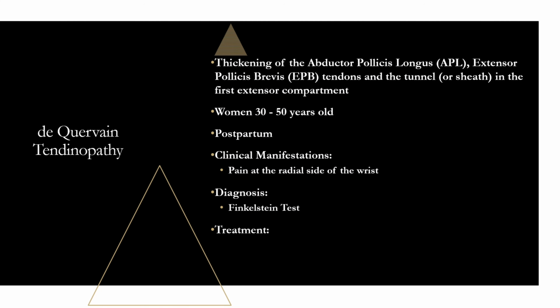Treatment, it's generally a non-progressive and self-limited condition. So conservative measures are going to be your mainstay. Sometimes we can use a thumb spica splint. Sometimes you can use NSAIDs. Glucocorticoid injections are another option. Surgery is really only for refractory cases.